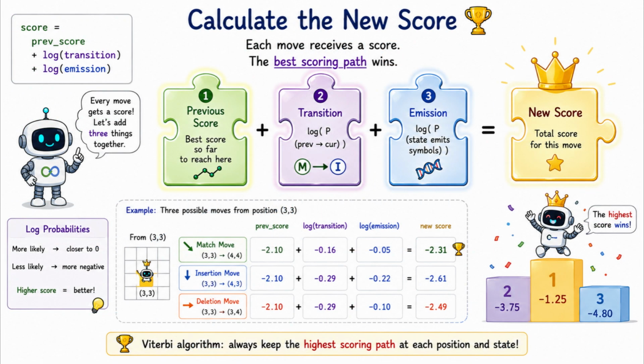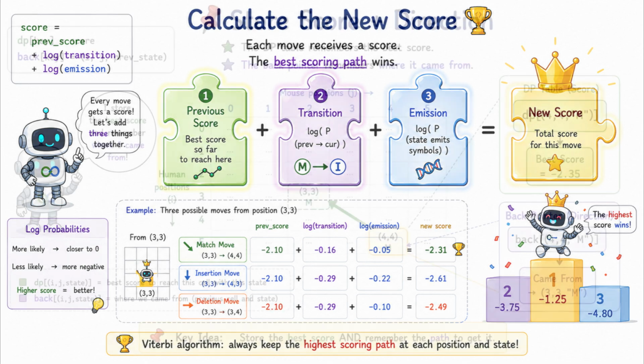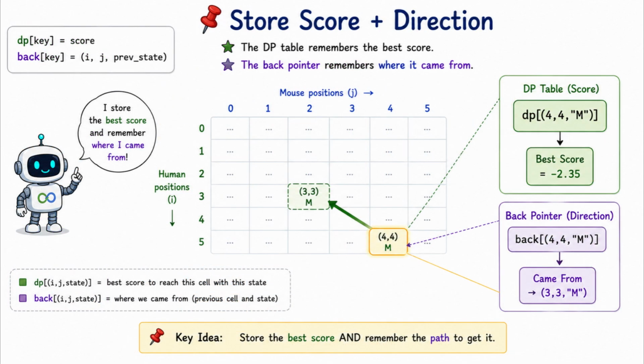Previous score, transition, and emission combine into a new score. Each move receives a score. The best scoring path wins. The DP table remembers the best score. The back pointer remembers where it came from.